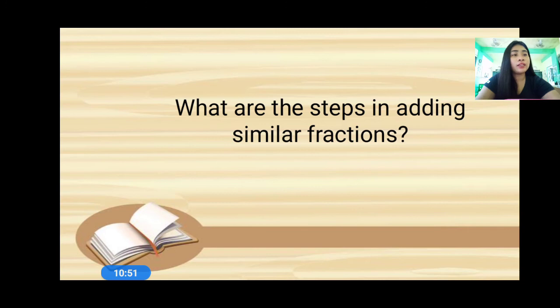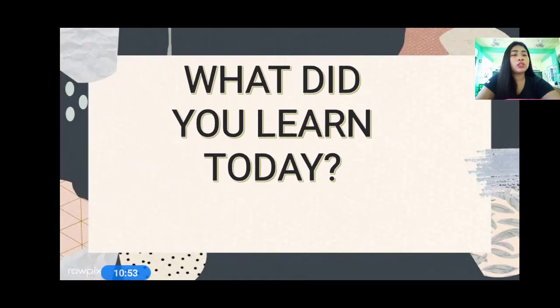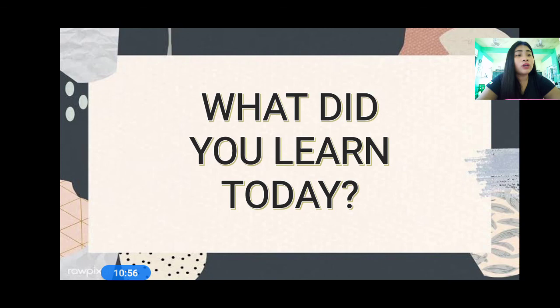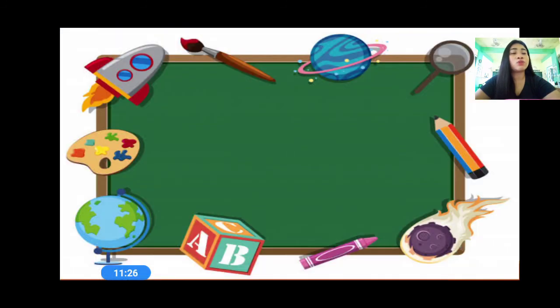Do you understand? Okay, so what did you learn today? Today we have learned about adding similar fractions. Okay, so adding similar fractions, first you're going to check if the denominators are the same, and if it is the same, then you're going to add the numerator, and then the moment you're done adding the numerator, you're just going to copy the denominator, and if the fraction can be reduced to lowest term, then reduce it to lowest term. Do you understand?